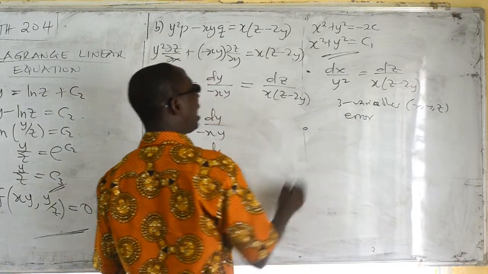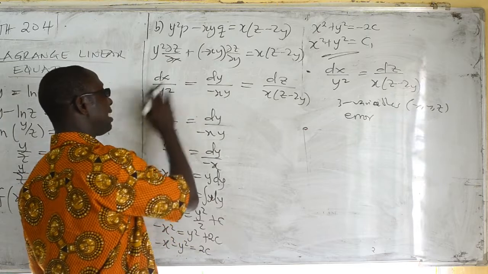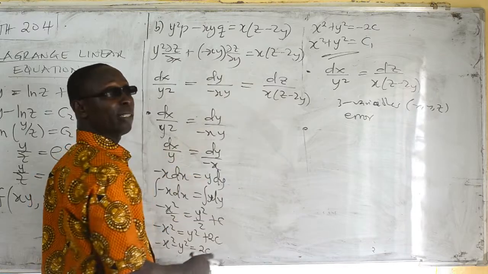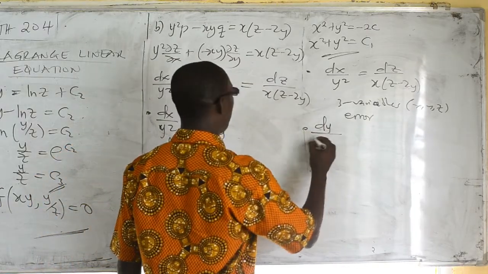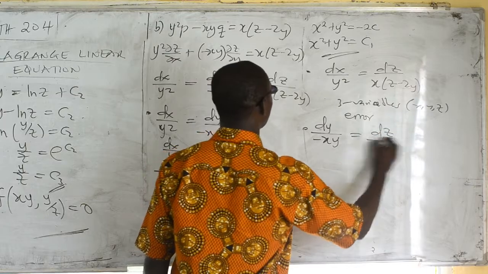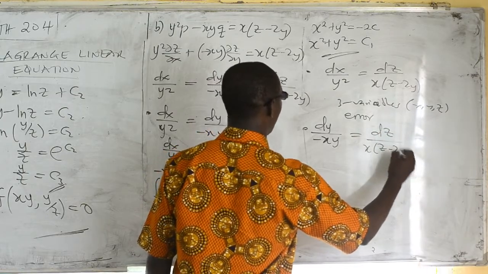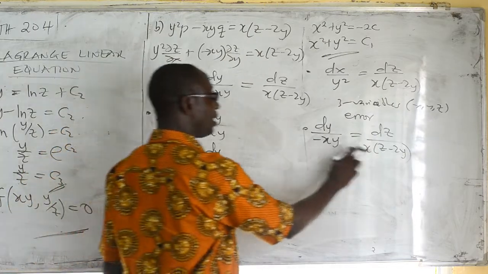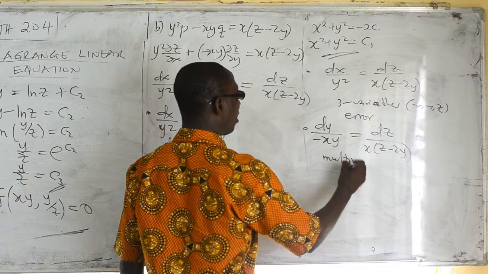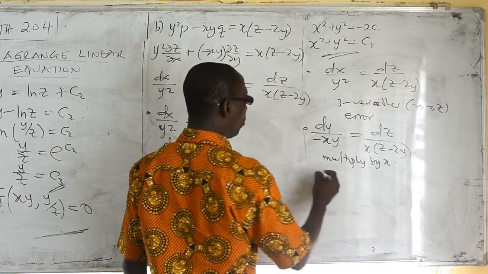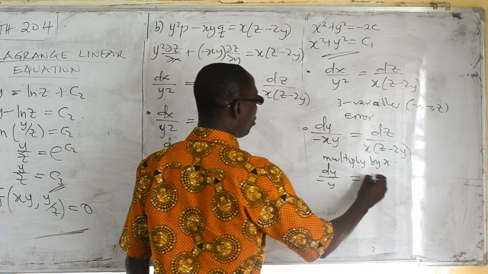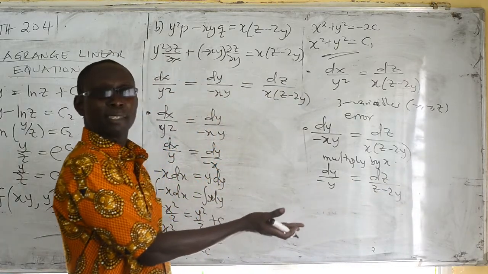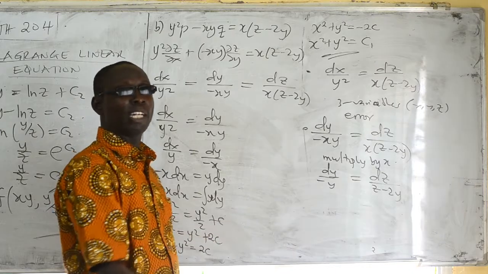Okay. So let's pick another combination. The first one we did, we picked this and this. The second one, we picked this and this, which is the error. So the last one, let's pick this and this and see. So we have dy over minus xy equals dz over xz minus 2y. Can you see that we can multiply through by x for this to vanish? Yes. So multiply by x. We get dy over minus y is equal to dz over z minus 2y. Here there are only two variables left, y and z. So we can solve it.